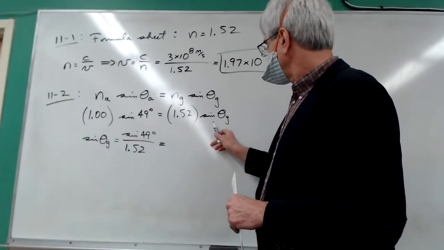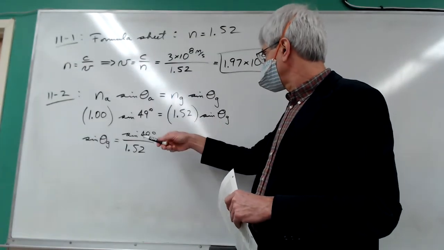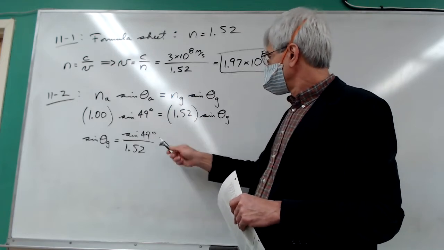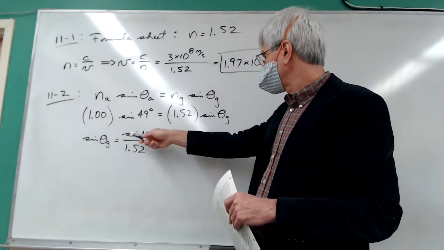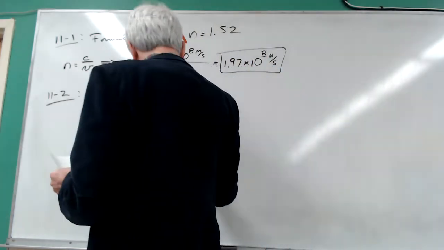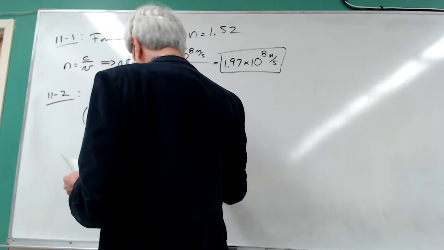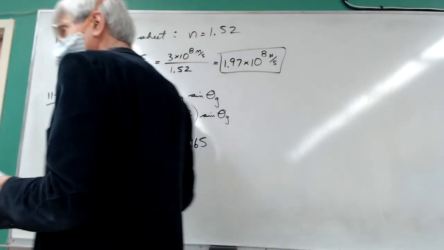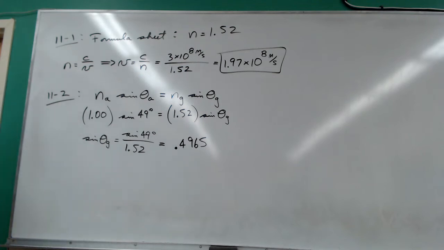To solve for this, first of all, divide both sides by the 1.52 to get that away from it. Of course, 1 times the sine of 49 is just the sine of 49. So when you divide that, you should have gotten 0.4965. But that's not the angle yet, that's the sine of the angle. To get the angle itself, you have to take the inverse sine of that.